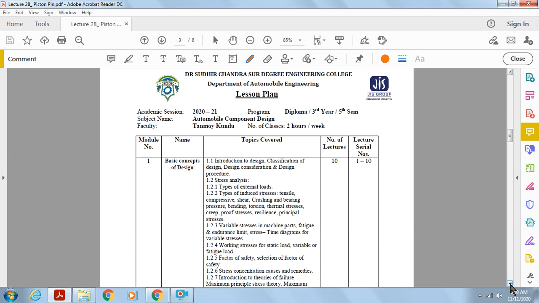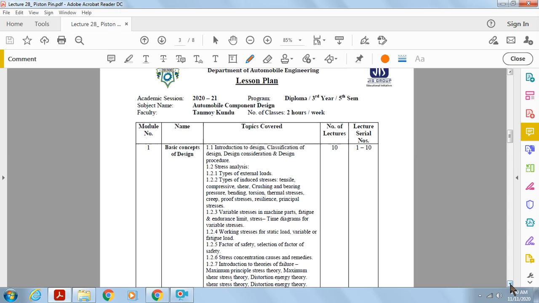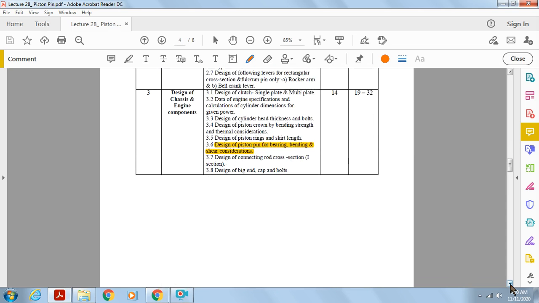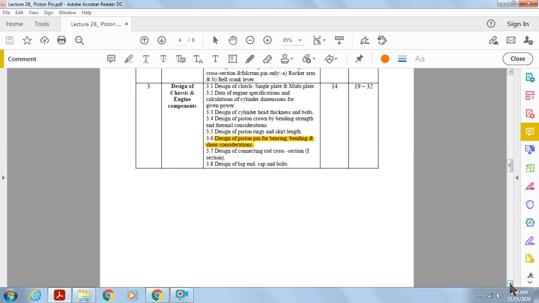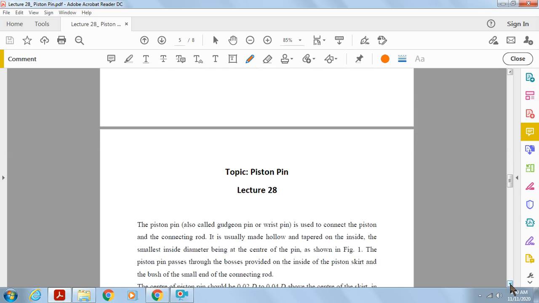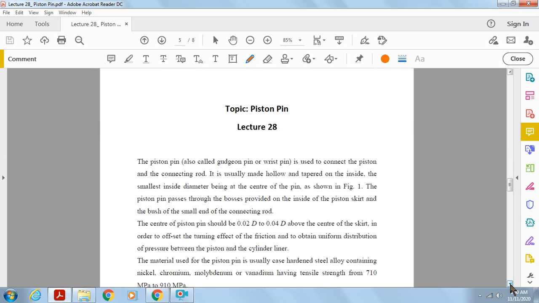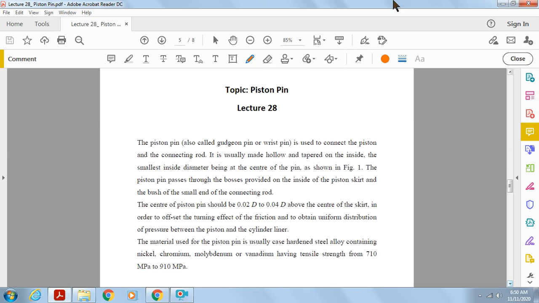Next, the lesson plan. This is prepared as per the syllabus under the West Bengal State Council, where module number 1 and module number 2 I have already covered, and in module number 3 we go to sub-module number 3.6. So today I shall be discussing the design of the piston pin, that is, the gudgeon pin. Let us start today's topic on the piston pin, lecture number 28.